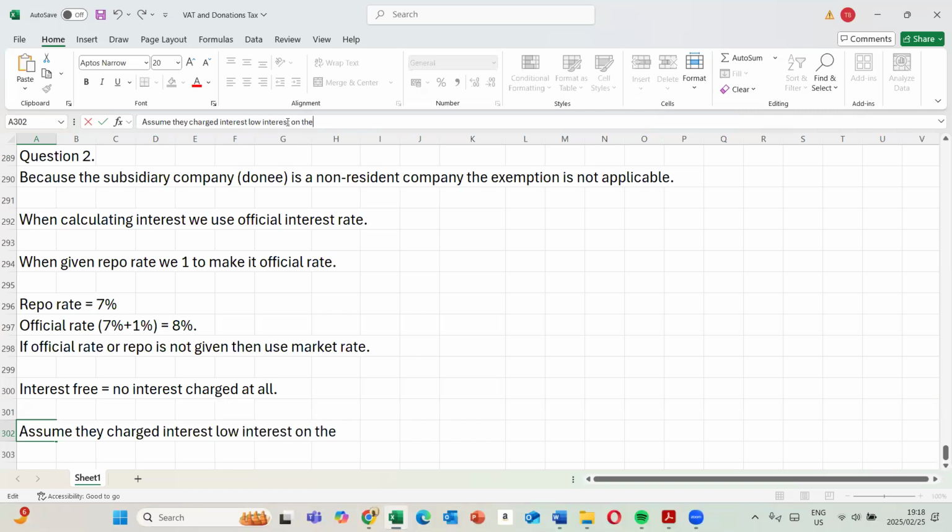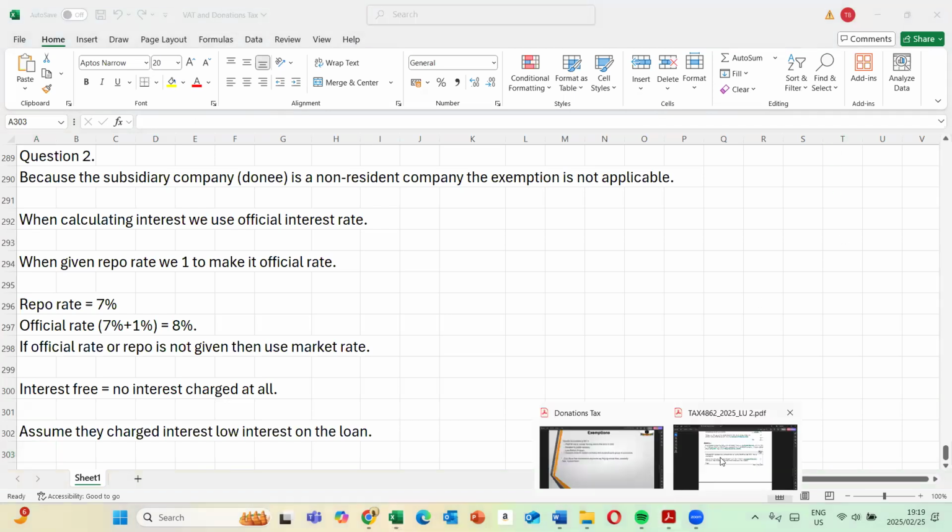No, thank you. It makes sense. I get it now. So there's a difference between low interest and interest free. We net off when it's a low interest. Okay, all right, cool. So that's how we go about it in that regard.